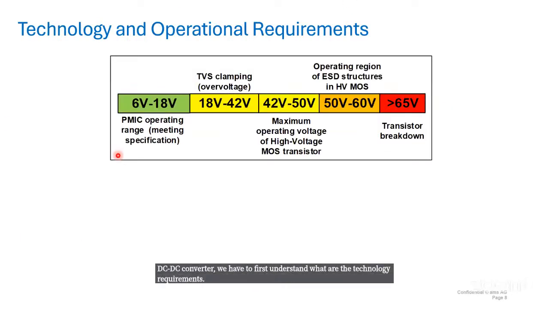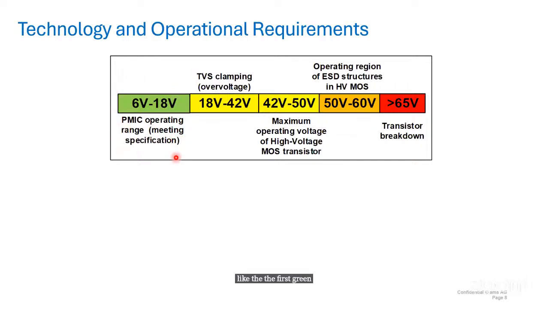Okay, now let's come back to the automotive PMIC topic now that we understand the challenges. While we want to design a CMOS DC-DC converter, we have to first understand what the technology requirements are. The first green region shows that when the supply is 6 volts to 18 volts, this is the functional range. So the PMIC, or the power management integrated circuit, needs to operate always in this range. But during some transients, the supply voltage can go from 18 volts to 42 volts. So we need to somehow limit the power supply voltage during these transients to, let's say, less than 42 volts.